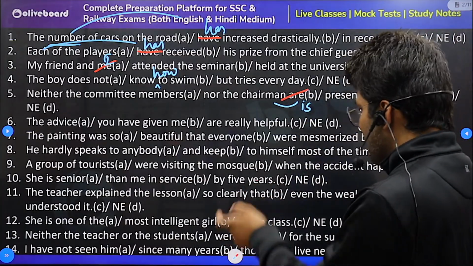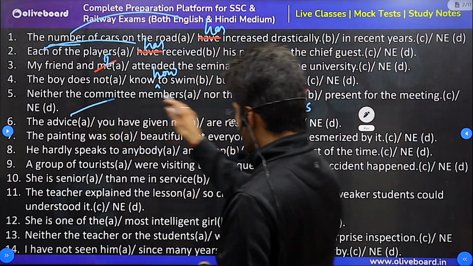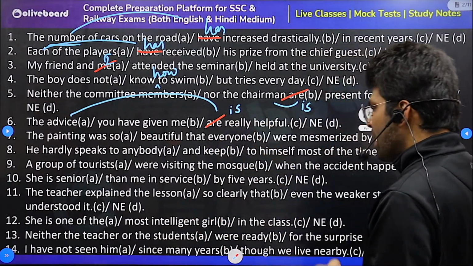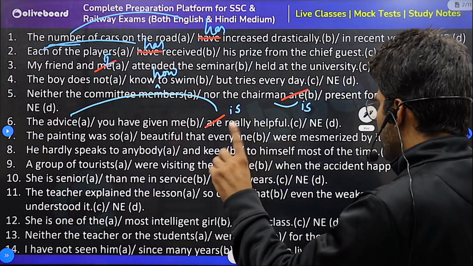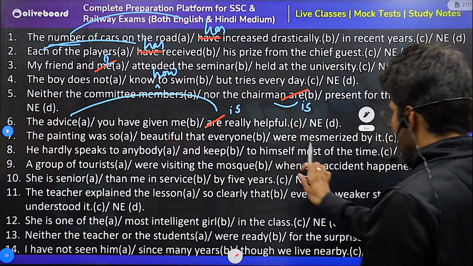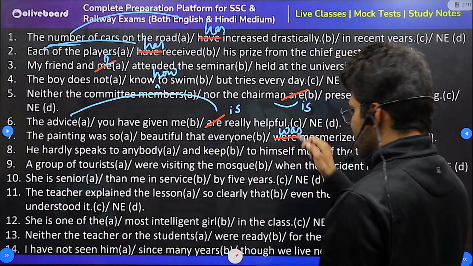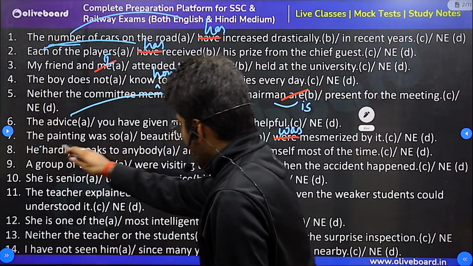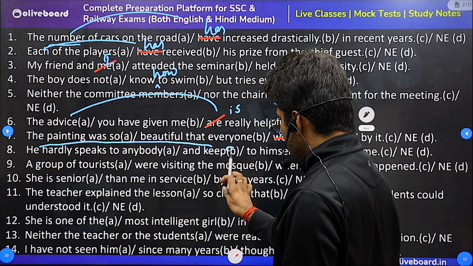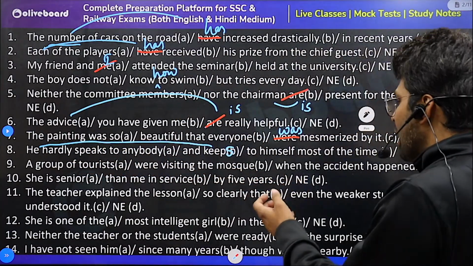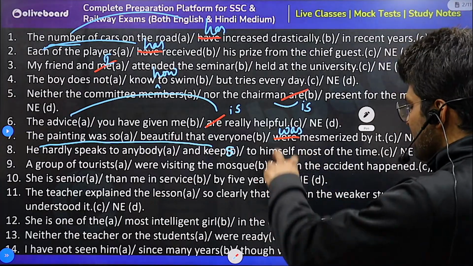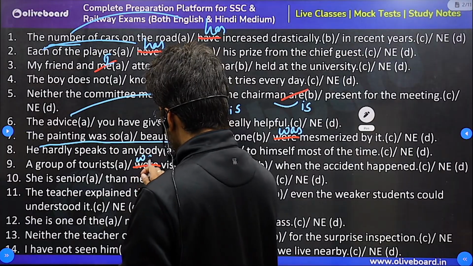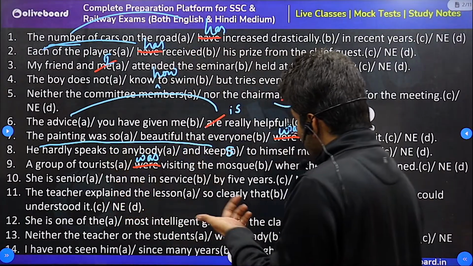The advice you gave me, or you have given me: advice is uncountable, must take a singular verb. The painting was so beautiful, everyone, each, every, singular, not were, was mesmerized. He hardly speaks to anyone, so he speaks, the same singular subject, keeps, not he keep. A group of tourists, not tourists, the group, a collective noun by default is considered singular. In case of unity, singular. In case of division, plural.